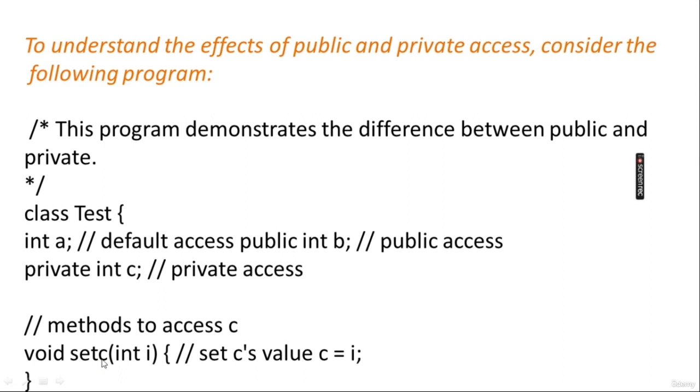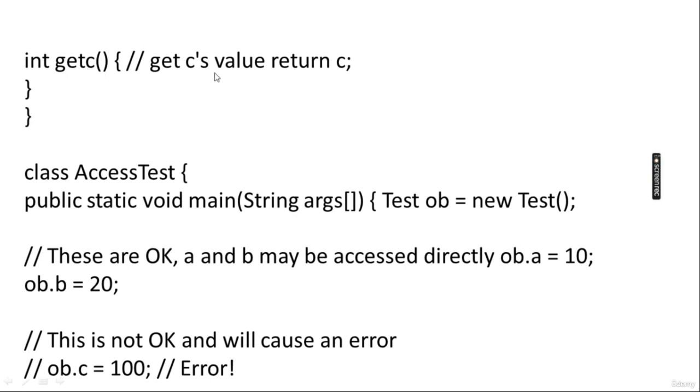Now void setc. Why do I use setc? Because an outsider, or a caller of a method of this class, cannot directly access this integer c because it is private. So how to set it? Methods access c: void setc(int i), set the c value, c is equal to i. Then int getc, and return the value of c, return c. Class AccessTest.